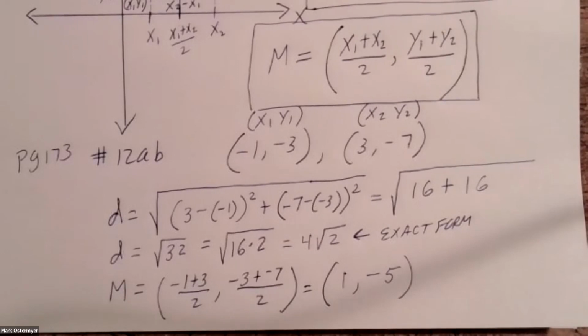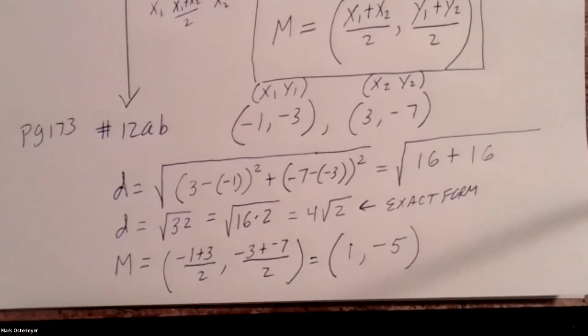Any questions, ladies and gentlemen, on how we applied the distance and the midpoint formula to 2 unique points in the plane? Okie dokie.